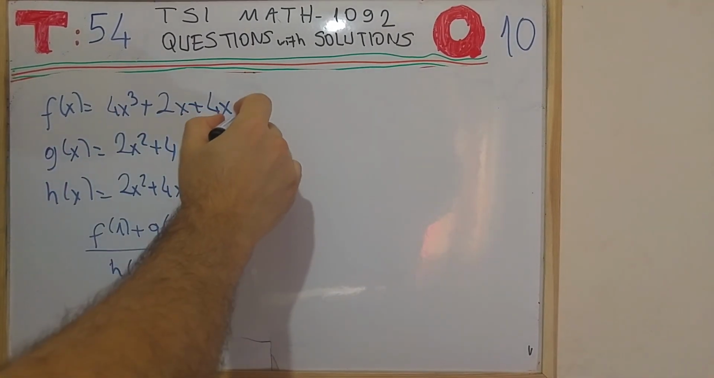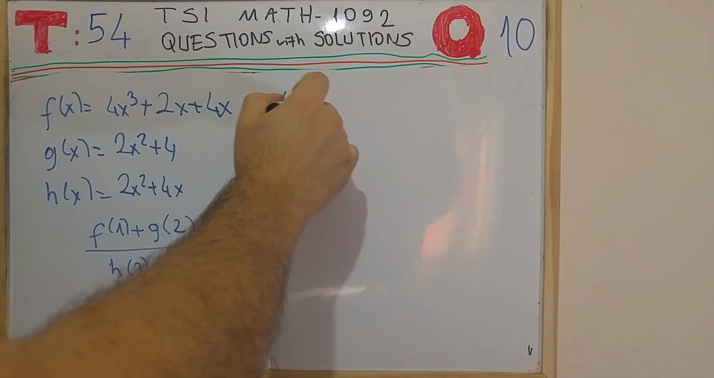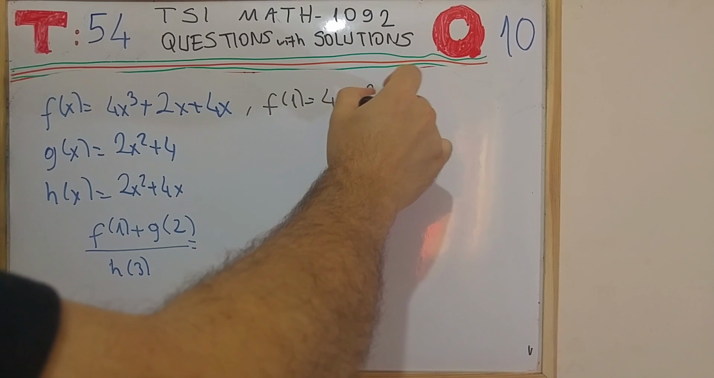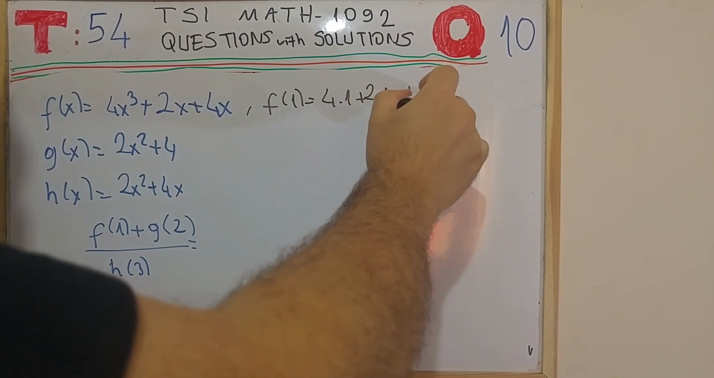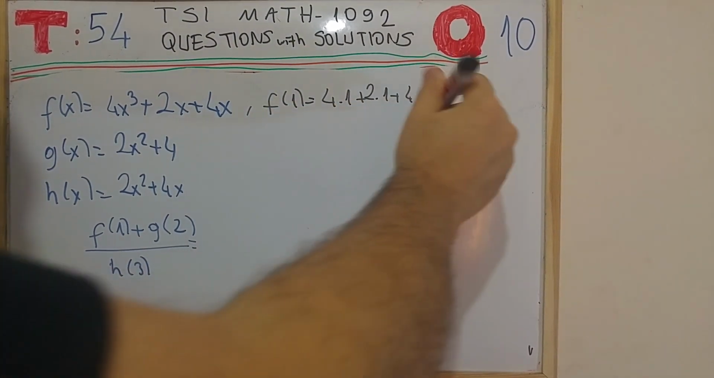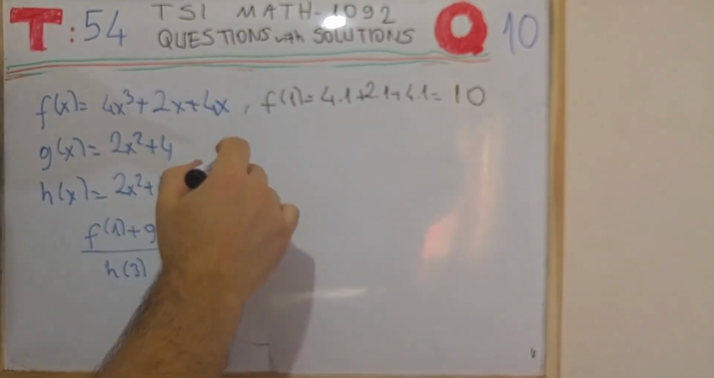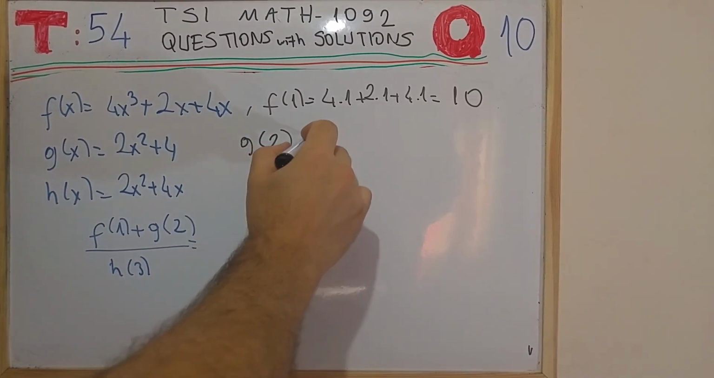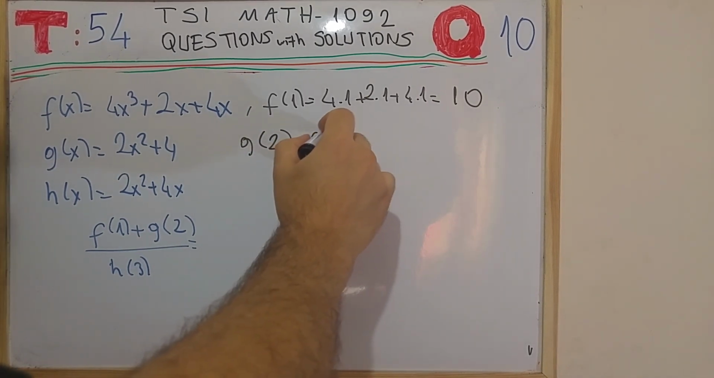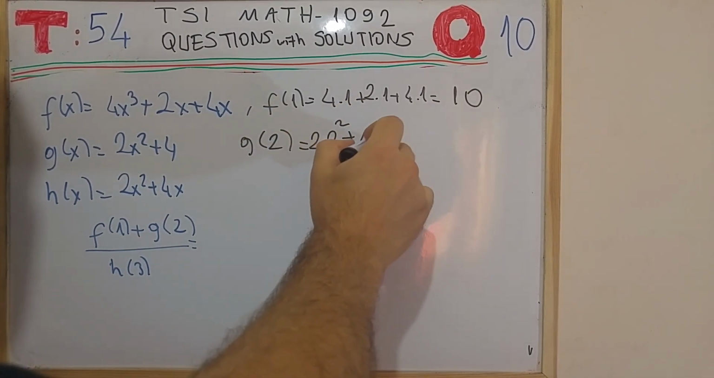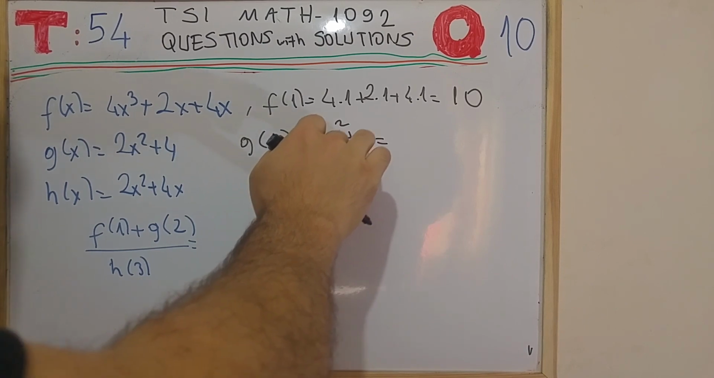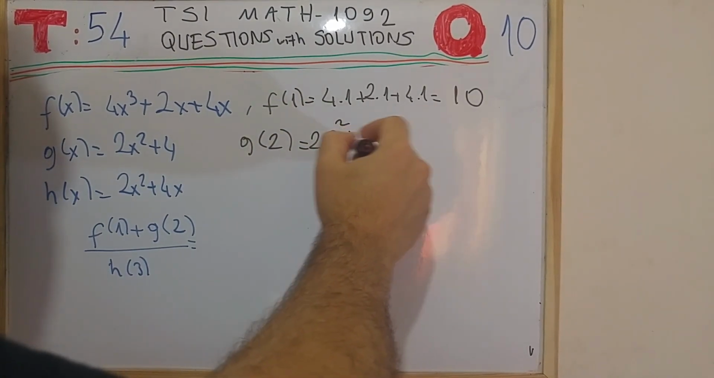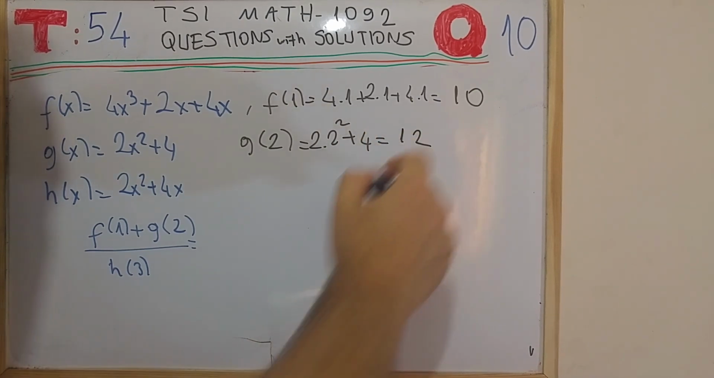If this is my f function, f of 1 will be equal to 4 times 1 plus 2 times 1 plus 4 times 1, which is going to be equal to 10. And g of 2 will be equal to 2 times 2 squared plus 4, which is equal to, this is going to be 4, 2 squared is 4, times 2 is equal to 8, 8 plus 4 is equal to 12.